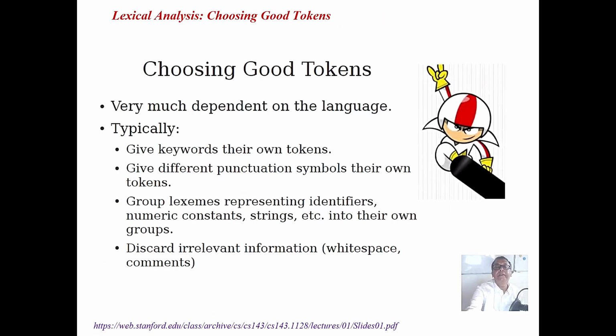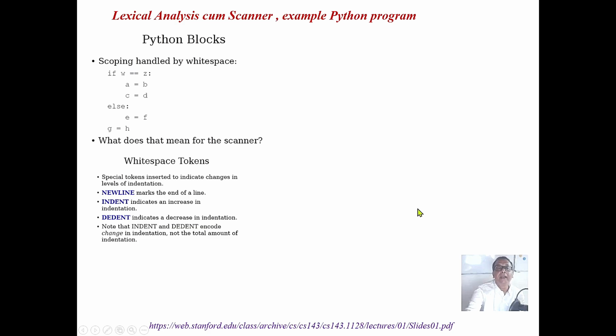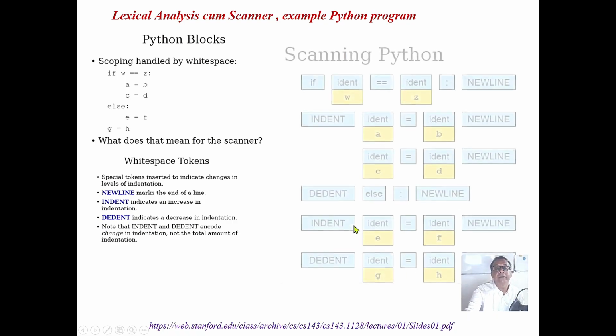Choosing good tokens is very much dependent on the language, because in Python, white space is also taken as a token instead of a semicolon. It depends on the language. For both compiler and interpreter, the first stage is always lexical analysis, the scanner. So let's see how Python blocks will be handled. This is the Python code, and the newline will be taken as a mark of the end of line, indent means a block, and dedent is when there is an unindentation. We can see it here.